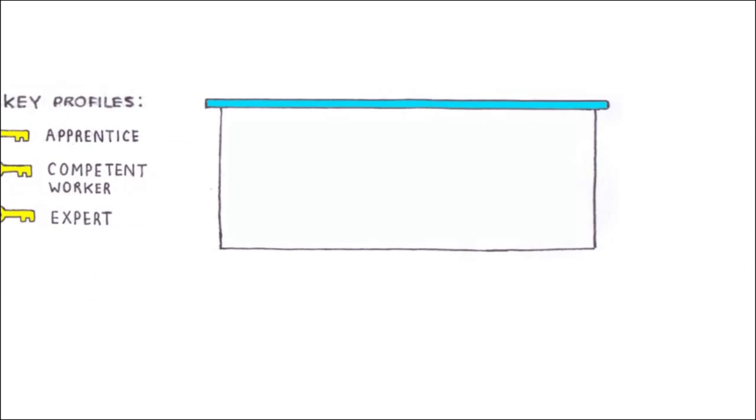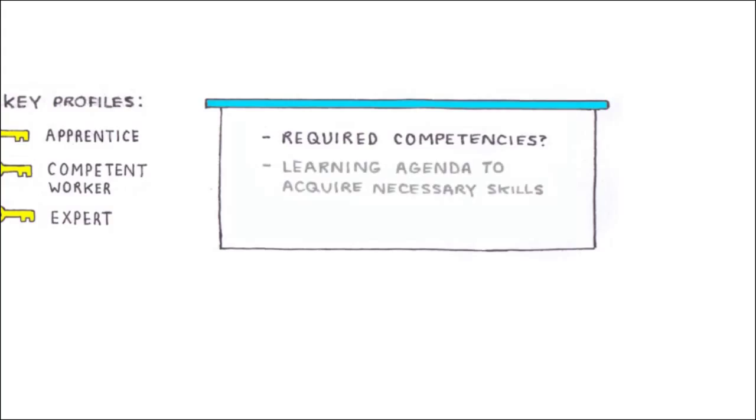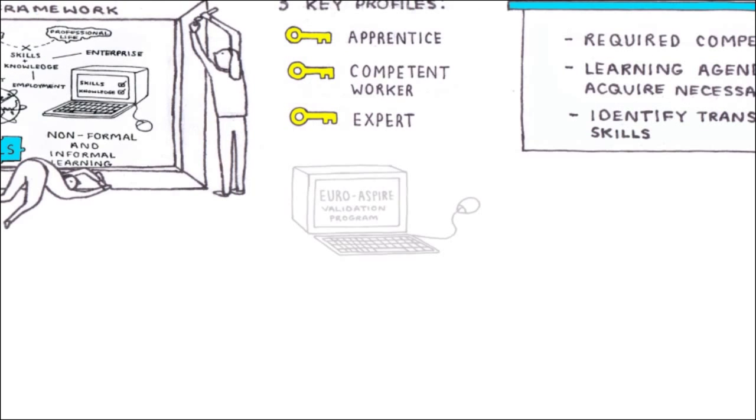worker. The framework can be used in three important ways: to check the achievement of required competencies for a specific profile, as a learning agenda to achieve a profile at the next level, and to identify transferable skills for professional mobility. Freelancers, employees, and apprentices can achieve this professional validation online.